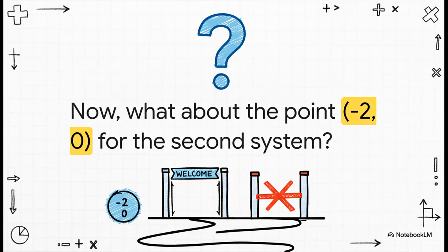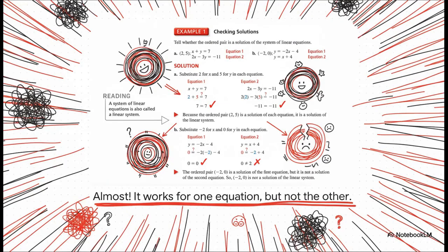All right, let's try another one, just to make sure we've got this. What about the point (-2, 0), for a different set of equations? Is this the key, or is it a dud? Now, this is where you have to be careful. Watch this. We plug (-2, 0) into that first equation, and hey, it works. 0 equals 0. Perfect. We might think we're done. But wait, look what happens when we try it in the second equation. We get 0 equals 2.